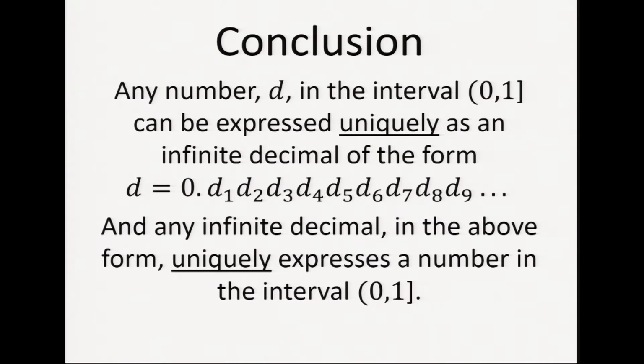Yeah, and 0 has only an exact representation. 0 cannot be represented with nines. That's why I have to exclude it. Yeah. And any infinite decimal in the above form uniquely expresses a number in the interval (0, 1].